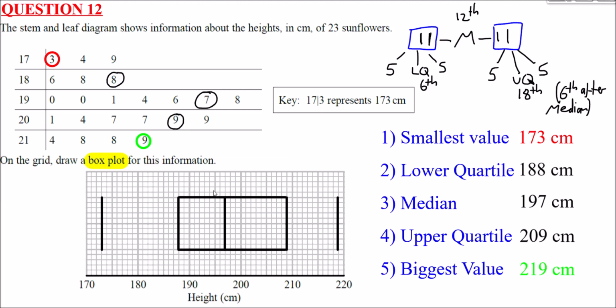Then finally, from the box to each of these end bits, the minimum and the maximum, we do little whiskers from the box to here, and from this end of the box to the final one, like so. And that's our box plot completed.